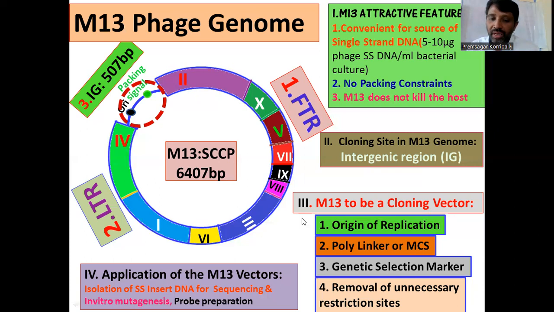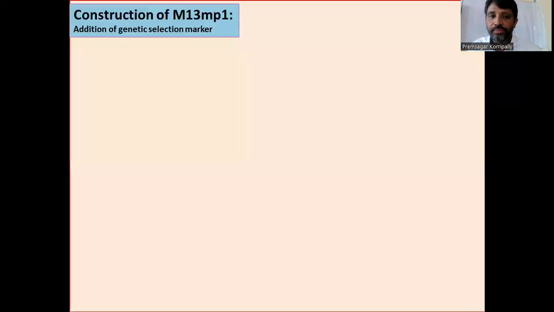So here you can see one by one: in M13-1, they added the genetic selection marker, and in M13mp2 they added the polylinker, and also removed the polylinker, leaving only one EcoRI site. Then in M13mp7 they added many sites for cloning and also removed the unnecessary restriction sites. Now we are going to see the construction of M13mp1.